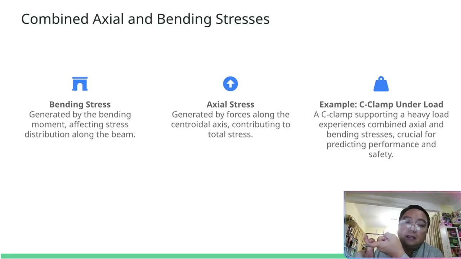So, for example, a C clamp under load. A C clamp supporting a heavy load experiences combined axial and bending stress, crucial for predicting performance and safety.